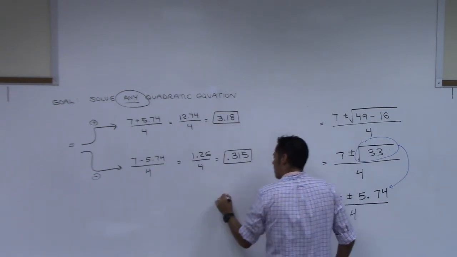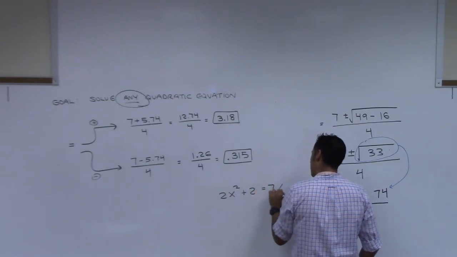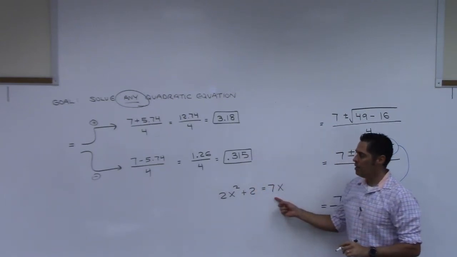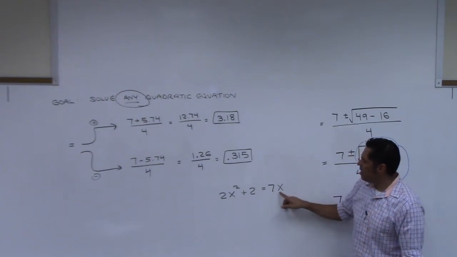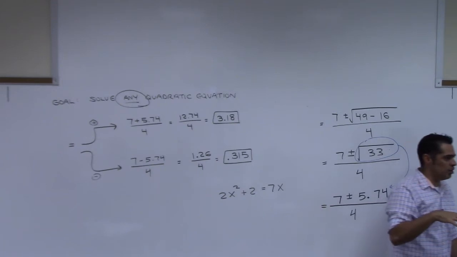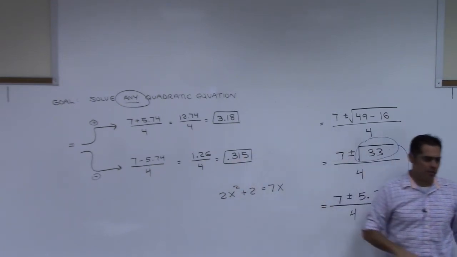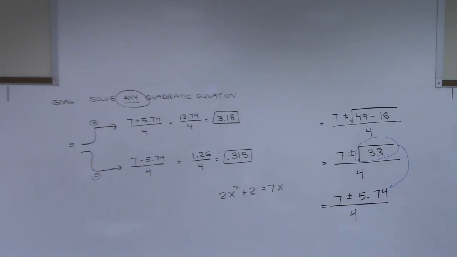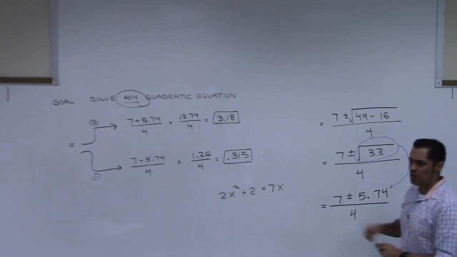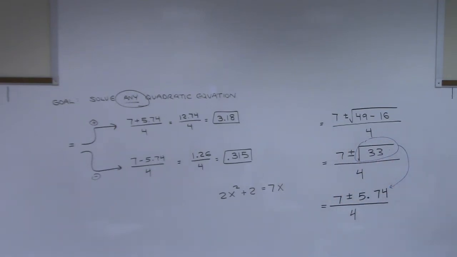So that means if I take that equation, 2x squared plus 2 equals 7x, that was the original problem, wasn't it? If I replace this x and this x with 3.18, then this should be pretty close to true. If I replace this x with 0.315, it should be pretty close to true. All right? We have found 2 solutions using the quadratic formula. What do y'all think? Quadratic formula? I know a lot of you have seen it, but there it is.